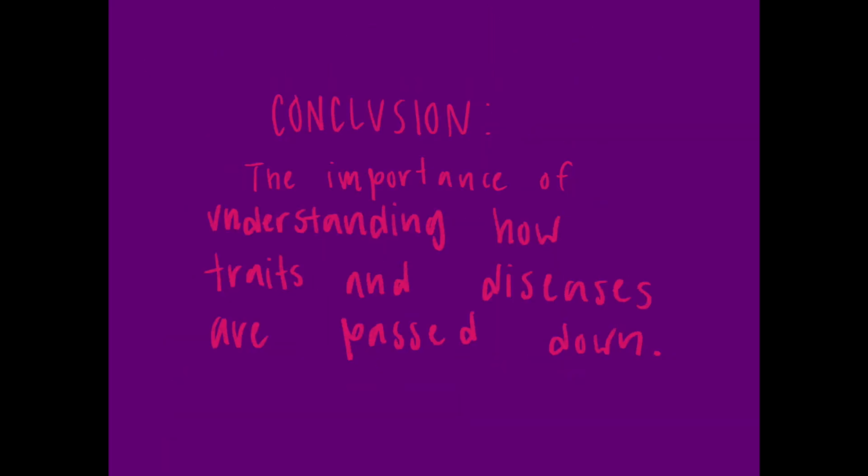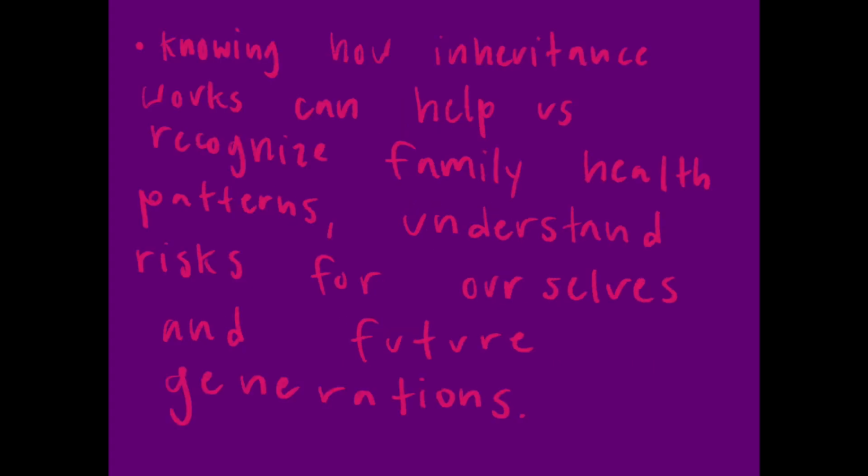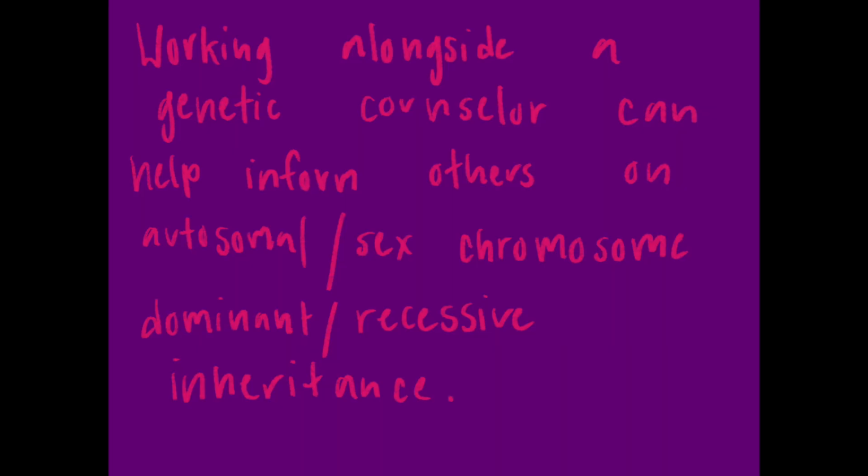Understanding how traits and diseases are passed down through families isn't just science, it's practical. Whether it's a condition like hemophilia, Rett syndrome, or Y-linked infertility, learning how inheritance works helps us recognize family health patterns, understand risks for ourselves and future children, and make informed health and reproductive decisions. People can work with genetic counselors to help them know the basics of dominant, recessive, X-linked, and Y-linked inheritance, and ultimately gain tools to understand why a disease runs in the family, who might be a carrier of a condition, and discuss options such as testing, treatment, and family planning.